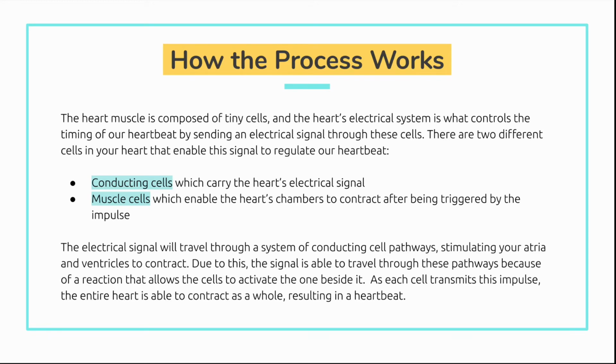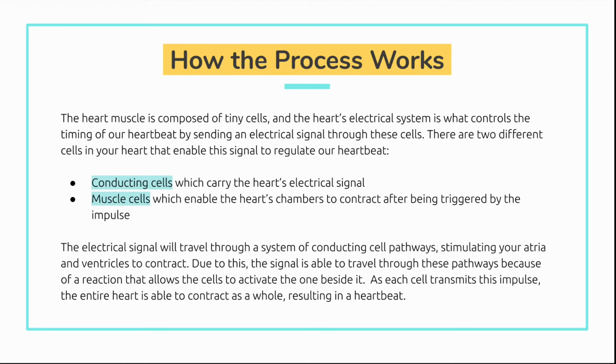The first is the conducting cells. They carry the heart's electrical signal. The second is the muscle cells. These enable the heart's chambers to contract after being triggered by the impulse. The electrical signal will travel through a system of conducting cell pathways, stimulating your atria and ventricles to contract.